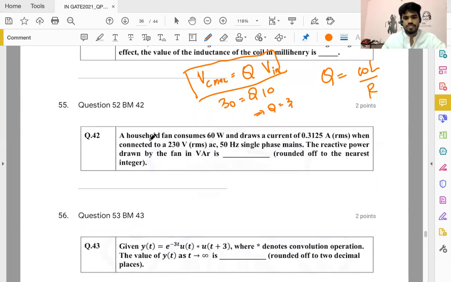Okay, household fan. So okay, Jagruti might be wondering, what is easy, what is hard. We'll do that towards the end. 2 minutes, we'll just brush through the paper and we'll skip that.